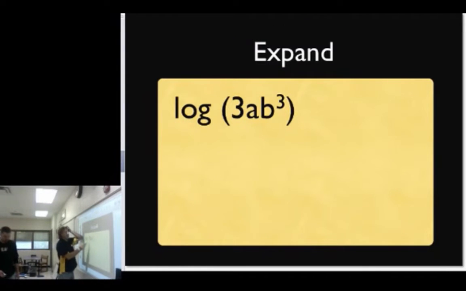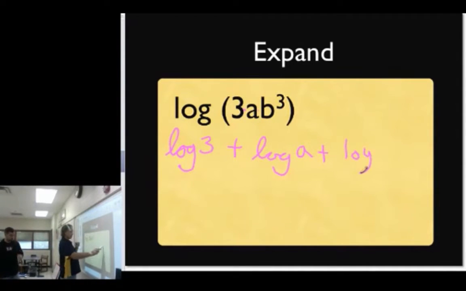So I've got 1, 2, 3 things being multiplied together. What does multiplication mean, Mr. Creswell? I think it means addition of logarithms. Multiplication of logarithms means addition. So it's log of 3 plus the log of a plus the log of b cubed. Now, as a math teacher, do you see anything else we could do on expanding that out?